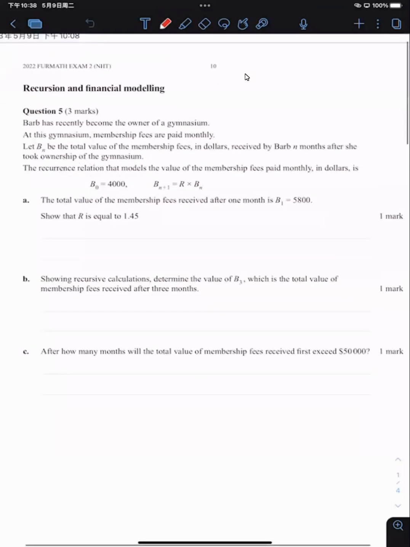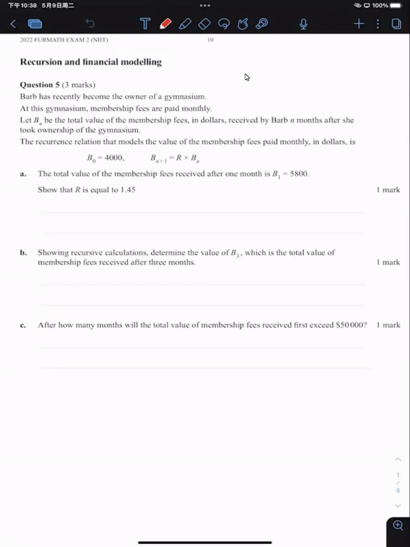All right, let's get back to the exam questions. This one is also recursion and financial modeling. I believe in the upcoming sets, your teacher would strongly put this kind of question into your exams. To be fully prepared, you should grab your CAS next to you with me. All right, first, let's go through the information.